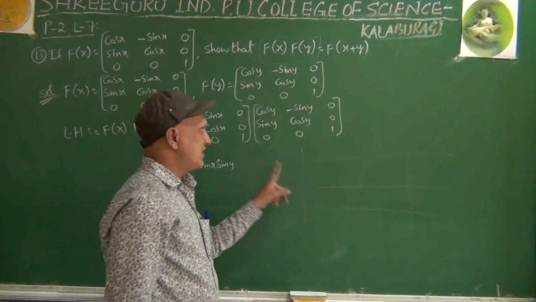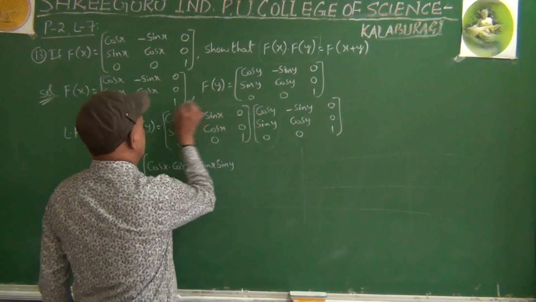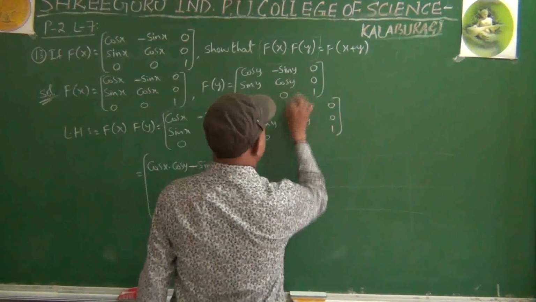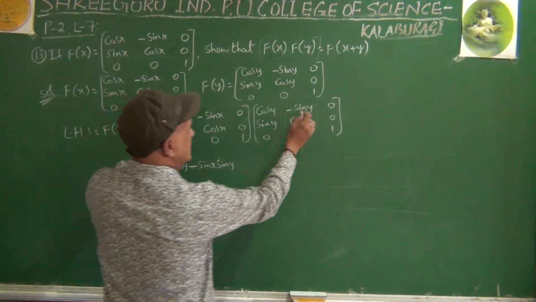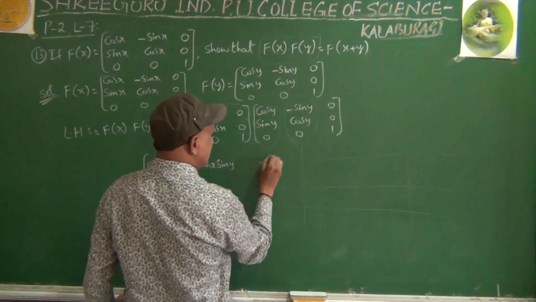This one. First row, second column. First row is here. Second column is here. Cos x into minus sin y, minus cos x sin y.